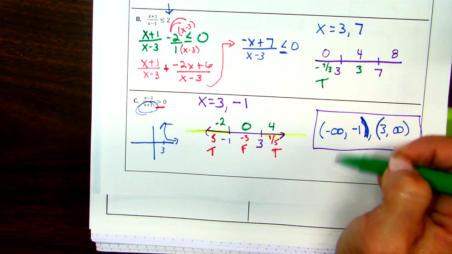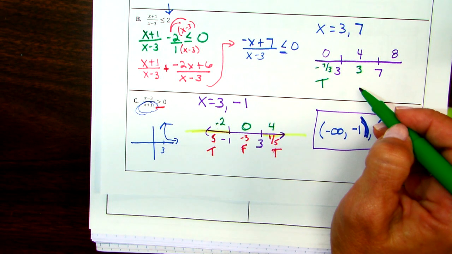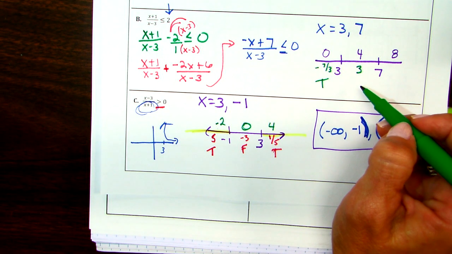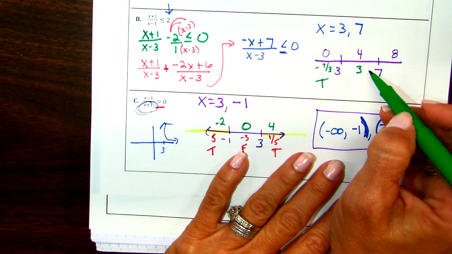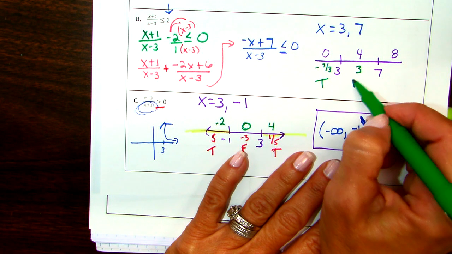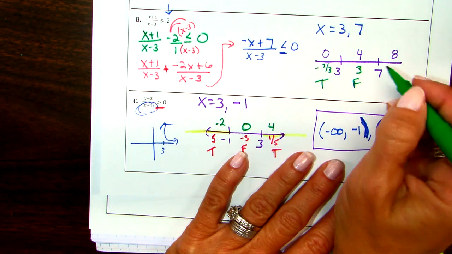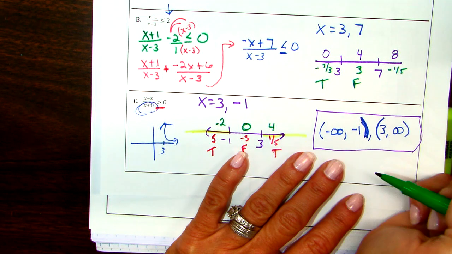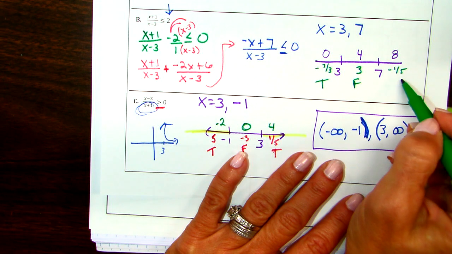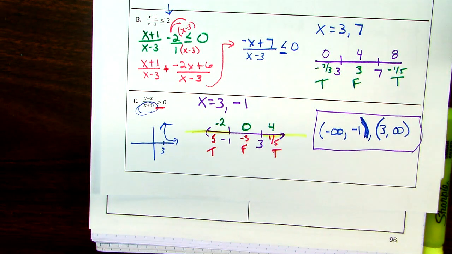3. Wait, that's not right. Where am I? When I plug in 4, I think I get 3. Must get 3. Is 3 less than or equal to 0? No. Sorry, I can't read my writing. And then when I plug 8 in, I get negative 1/5. And that, of course, is less than or equal to 0.